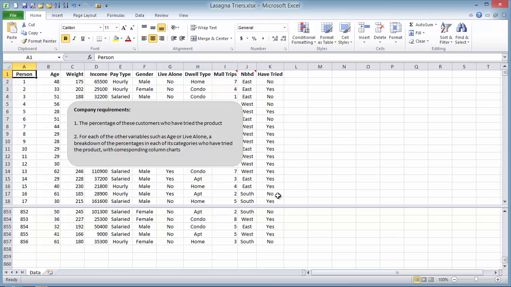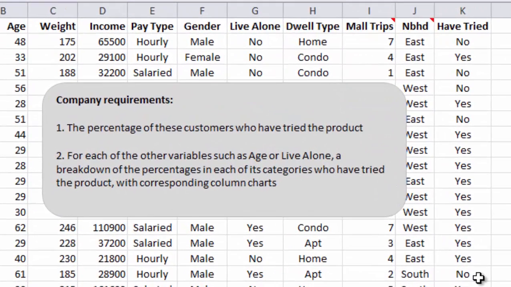Specifically, the company wants the information described in the text box: the percentage of these customers who have tried the product, and for each of the other variables, such as age or live alone, a breakdown of the percentages in each of its categories who have tried the product with corresponding column charts. Again, sit back and watch as I provide this information. Note that some of the variables, such as age and income, aren't categorical, but pivot tables allow you to group such data into categories.